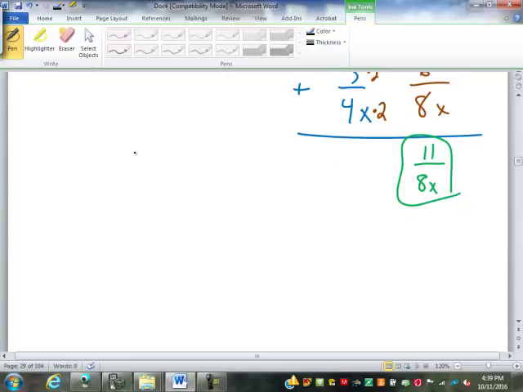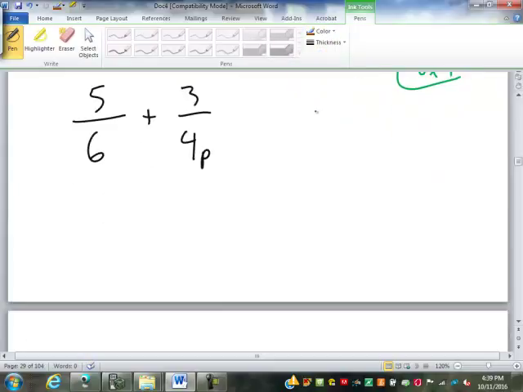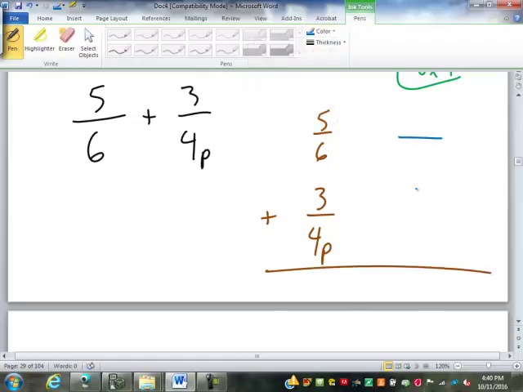Or we might have 5/6 plus 3 over 4p. It's the same type of thing. 5/6, 3 over 4p. For the numbers 3 and 4, my common denominator would be 12. This one has a p though, so this one needs a p. What do I multiply 6 by to turn it into a 12? 2. And I need to put a p in there, so I'm going to have to multiply by 2p to make it 12p.